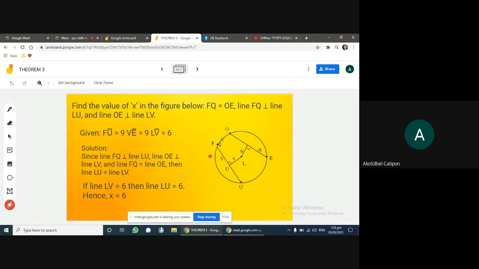Since chord FQ is perpendicular to line LU, line OE is also perpendicular to line LV, and line FQ is equal to line OE, then by applying the theorem, we can conclude that line LU is equal to line LV. Since the measurement of line LV is 6, then the measurement of line LU is also 6, so x is equal to 6.